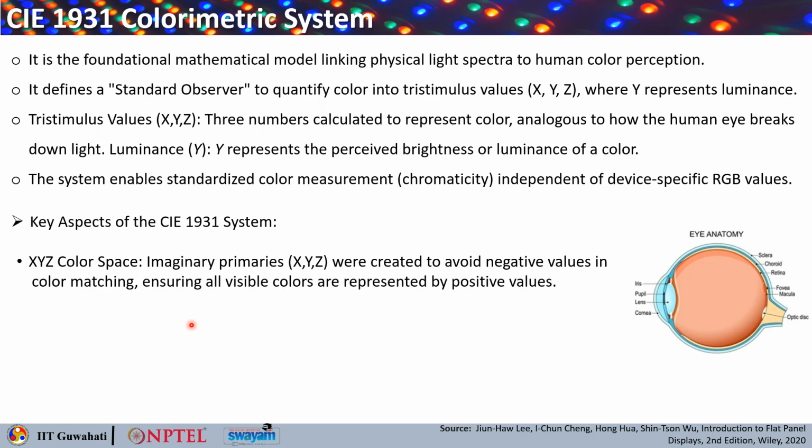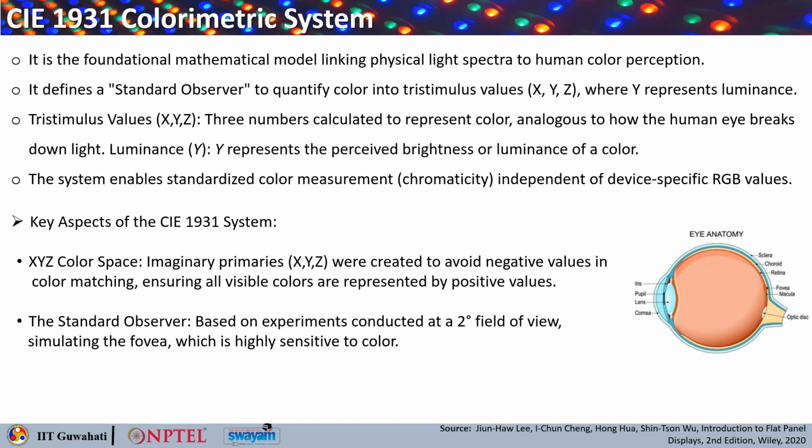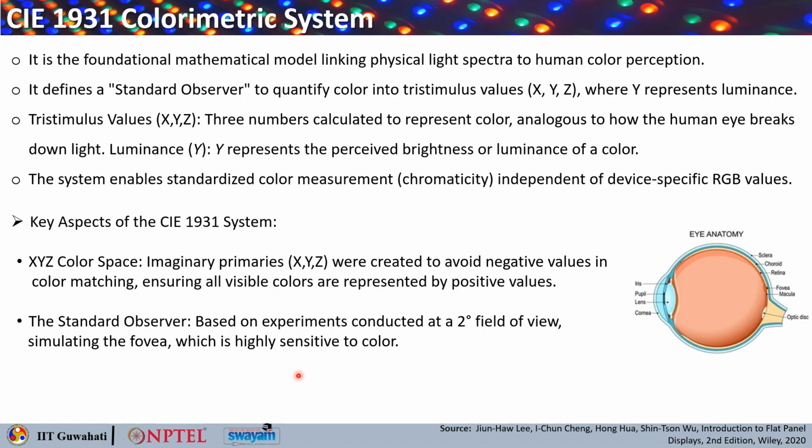So, what are the key aspects of this system? First is this capital X, Y, Z color space. These are imaginary primaries. They were created to avoid negative values in color matching, to ensure all visible colors are represented by positive values. Now, in this particular system, the standard observer is based on experiments conducted at a 2-degree field of view that only stimulates the fovea, which is very highly sensitive to color.